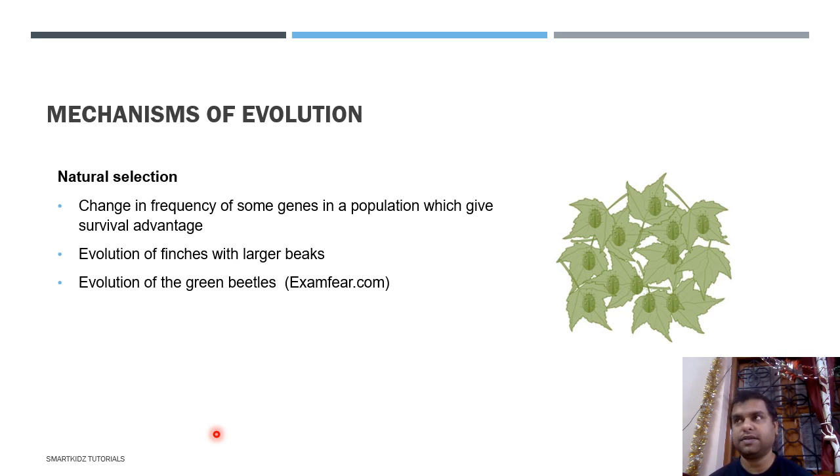Means they did not have to depend on what was available on the surface, but they could dig deeper and get more food resources, which gave them a natural advantage over those with short beaks. So, from there came about the evolution of finches with larger beaks. This comes under the purview of natural selection.